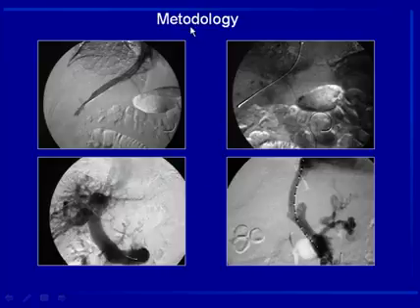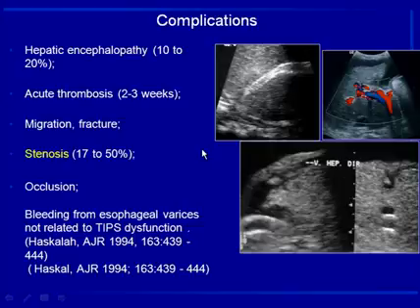This is the methodology of TIPS. Here you can identify the right hepatic vein, and here the stent close to the portal vein and the right hepatic vein. Complications. The main complication of TIPS is stenosis.